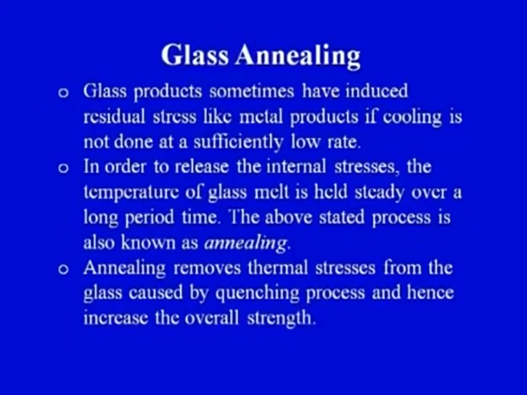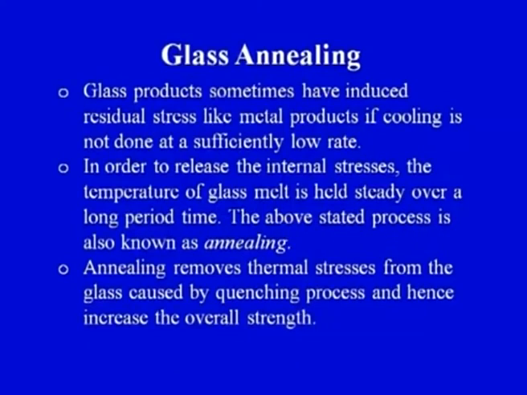So in order to release the internal stresses, the temperature of the glass melt is held steady over a long period of time. So we will see what is the annealing cycle and how annealing is done in case of glasses. But first of all, we should try to understand that we heat the glass to a particular level and then it is maintained there for a long period of time, finally cooled at a specific cooling rate. The above stated process is also known as annealing.